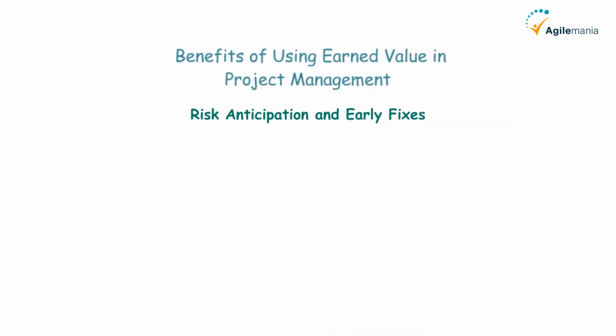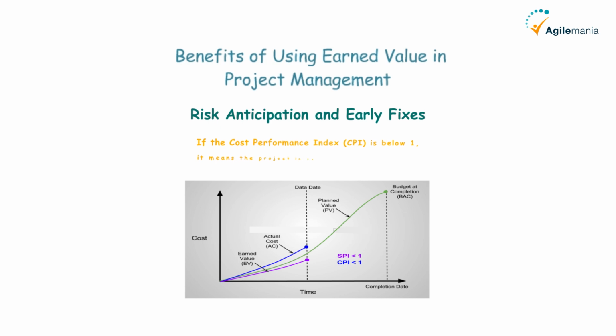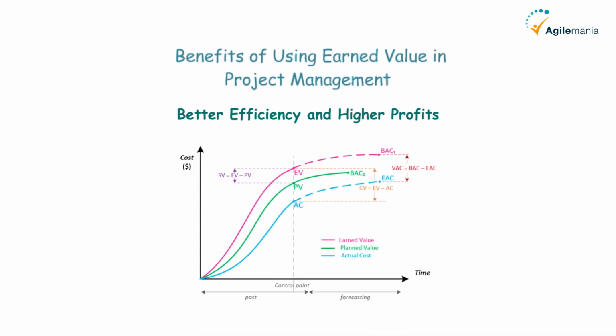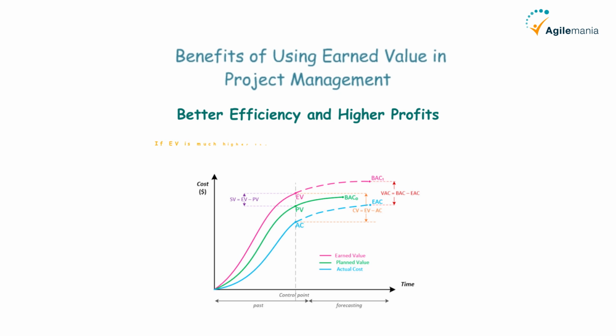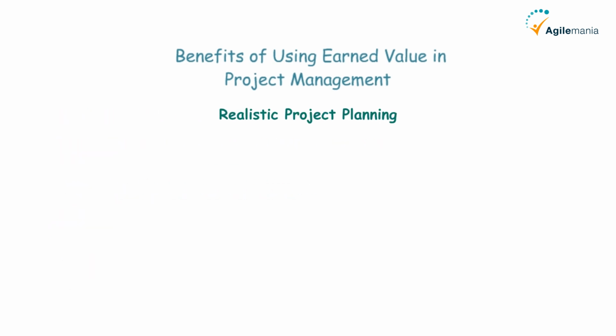First, risk anticipation and early fixes. Earned value, EV, helps project managers spot problems before they get worse. If the Cost Performance Index, CPI, is below 1, it means the project is spending too much money. Catching this early allows quick corrections. Next, better efficiency and higher profits. Earned value, EV, helps managers find mistakes and fix them quickly. If EV is much higher than actual cost, AC, it means the project is running efficiently and giving a good return on investment, ROI.